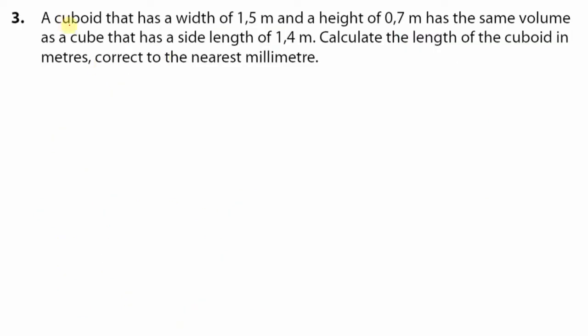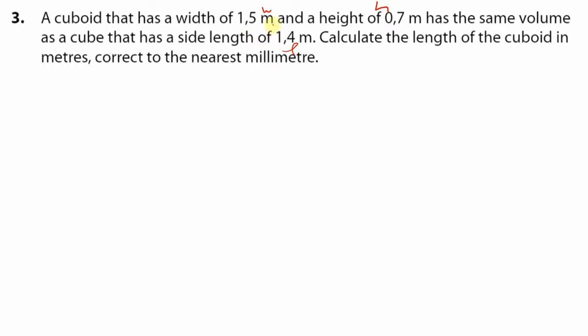Okay, so number 3, we have a cuboid that has a width of 1,5 meter. So we know the width is 1,5 meter, the height is 0,7 meter, has the same volume as a cube that has a side length of 1,4 meter. Calculate the length of the cuboid in meters correct to the nearest millimeter.